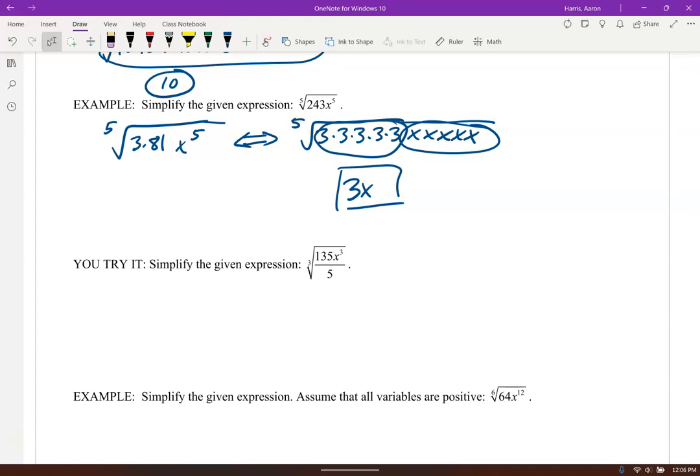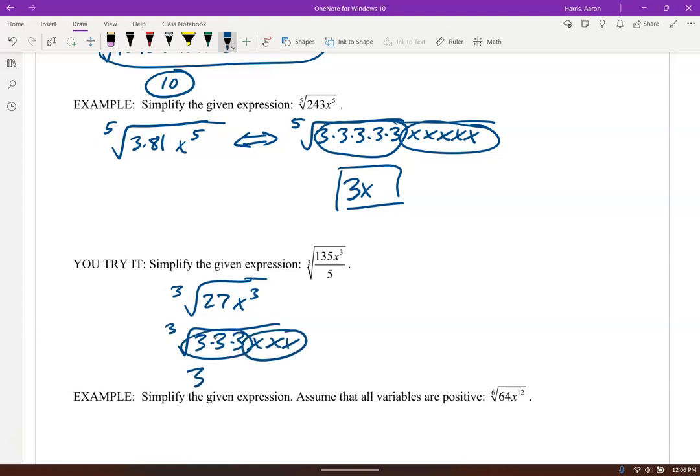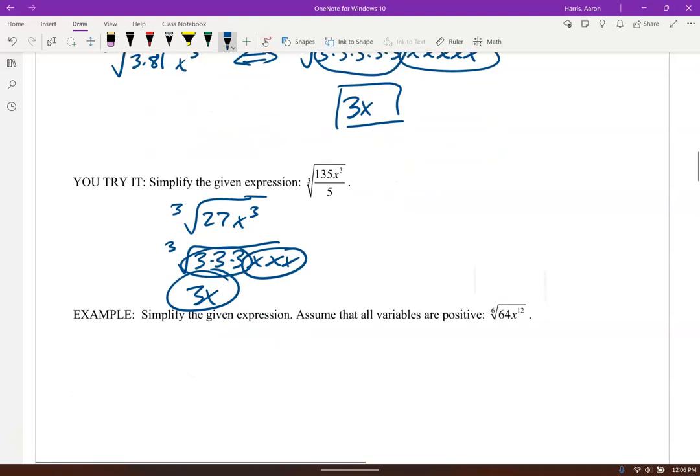Third root of 135 x to the third over 5. I would go ahead and simplify this first. I would go 135 divided by 5 is 27. And then I'd break down the 27. I'm looking for 3 of a kind. So it just ends up being 3x.